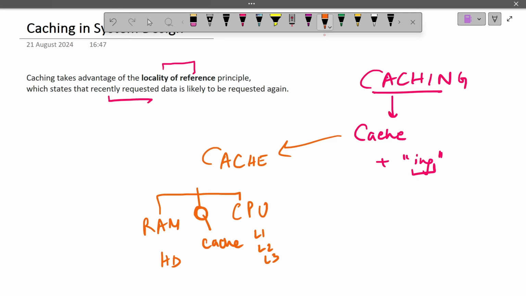So understanding this origin of where cache is coming from, what we are actually borrowing from this concept of cache and how we are applying it on a large scale system is what is important to understand even before we dive deeper into caching in system design. So with that, let's begin.